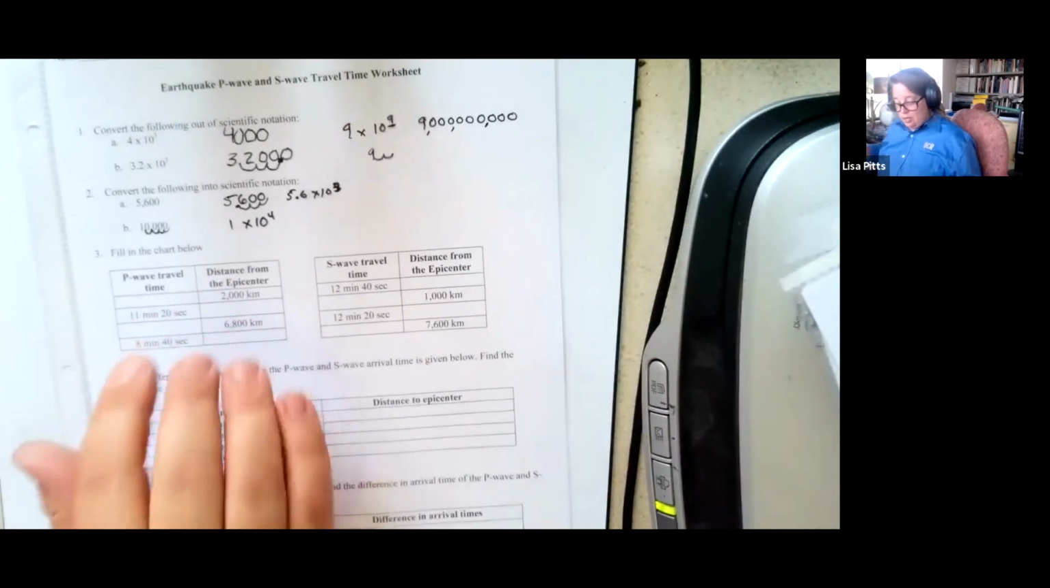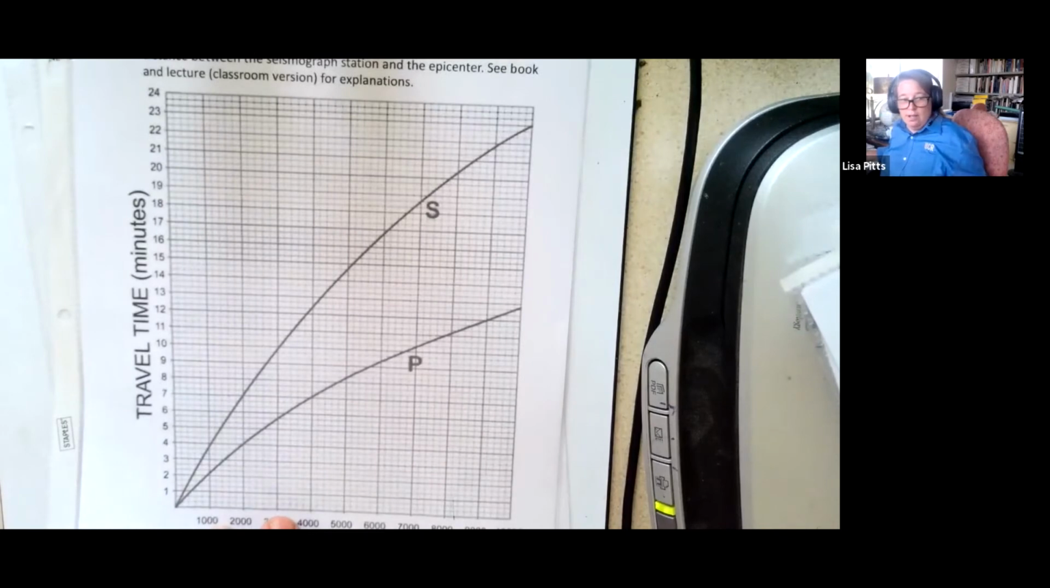All right, so that's how that works. So now we're going to get into filling in this chart. And in order to fill in this chart, we're going to need this P and S wave thing. And I'm going to use a bigger one. It's the same thing. It's just bigger, so it makes it easier for y'all to see as we talk about it. But it's the same chart.